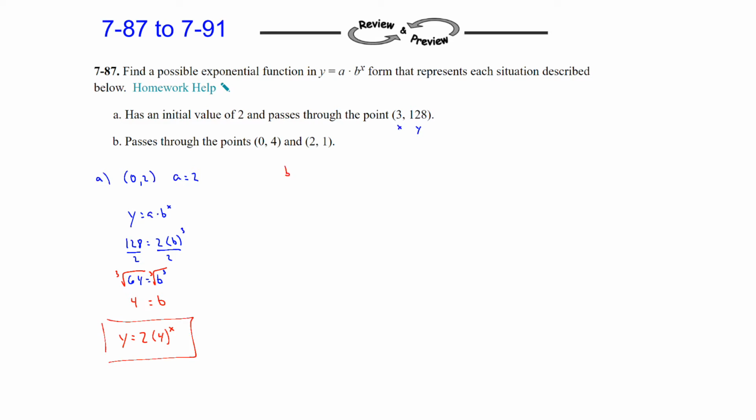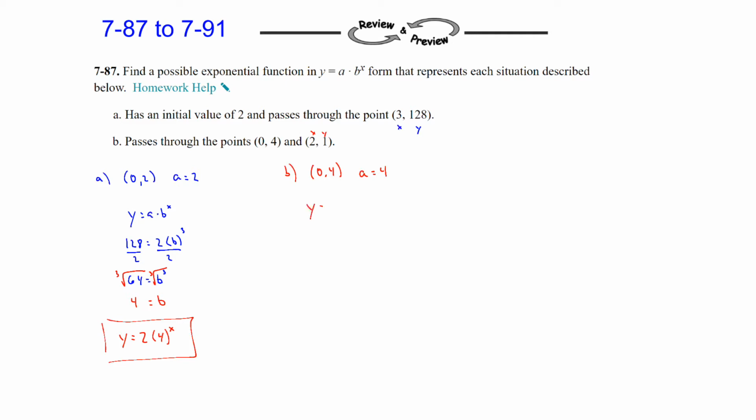Alright, let's look at part B. Passes through the point 0, 4 and 2, 1. So you're given 2 points, but one of the points is 0, 4. So knowing that is your y-intercept, your initial value is 4. So you have the same information as above, just given to you in a different way. The point 2, 1 is the point that you're going to use for your x and y.